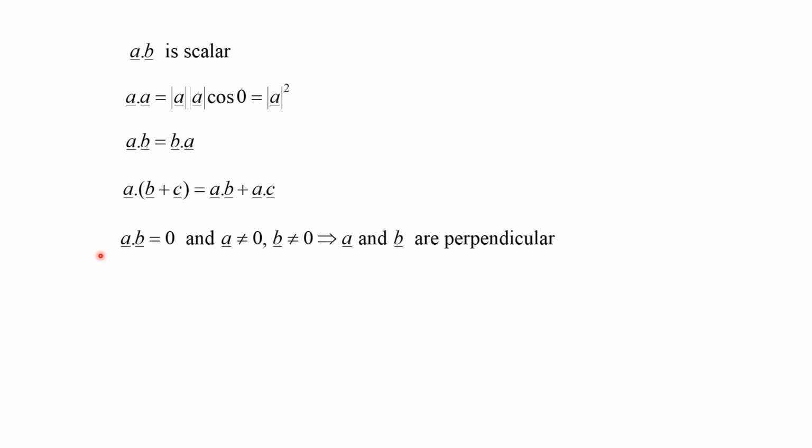Okay. And next, I would just like to highlight as well, if your dot product is 0, and this is your semester 1 content as well, provided vectors A and B are not 0, therefore A and B will be perpendicular. This is simply related to the cosine value.